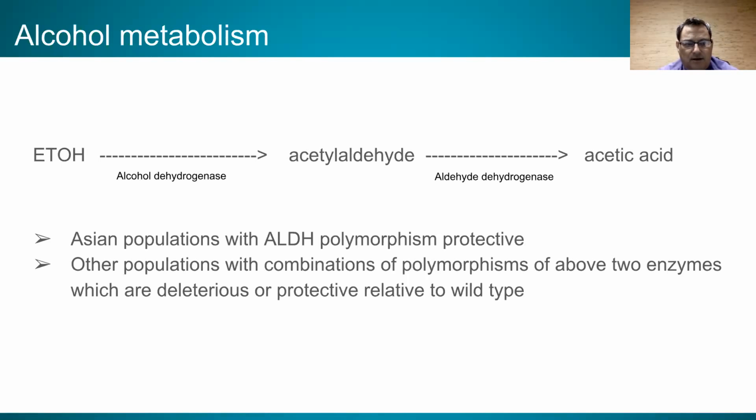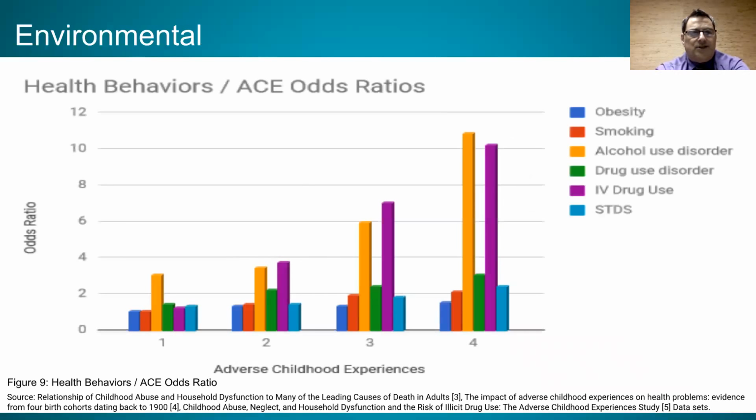ethnicity. There's other populations in which you can have different polymorphisms, which either make one more susceptible to drinking in excess, or less susceptible relative to the wild type, which is the unchanged genetic sequence. So that's genetics.